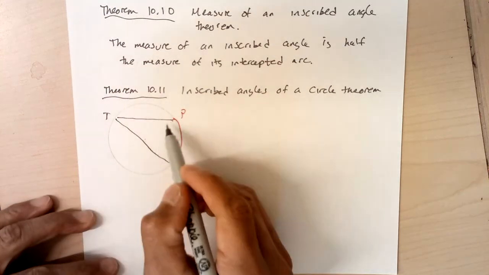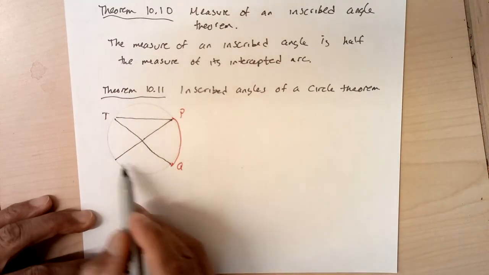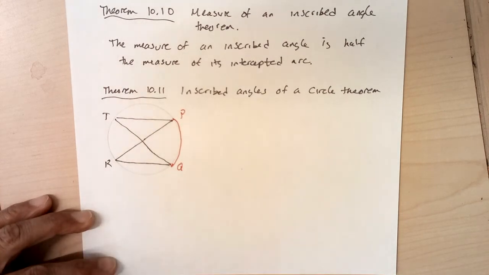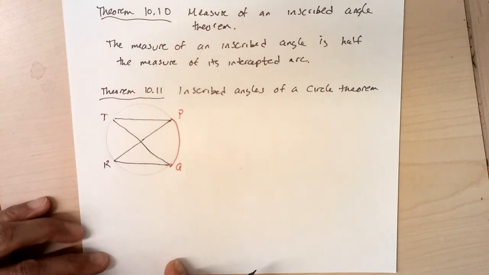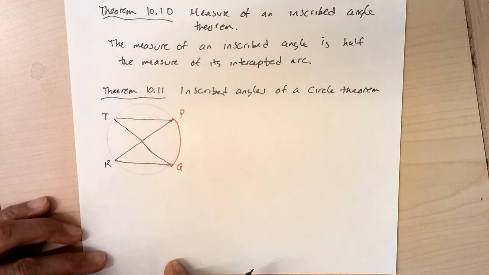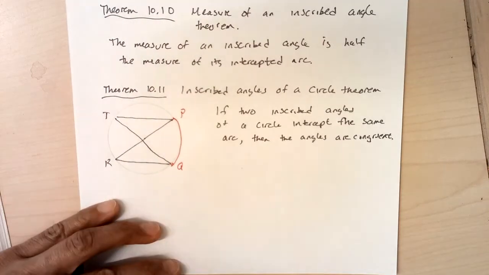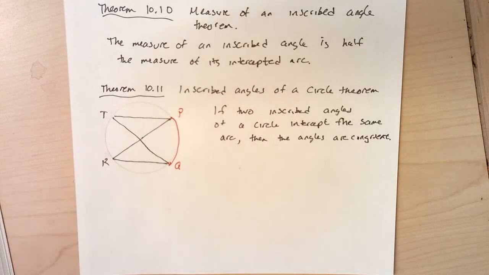From theorem 10.10, it has to be true that angle PTQ is half the measure of arc PQ. But if I have a second inscribed angle, angle PRQ, that intercepts the same arc, that angle PRQ would be half the intercepted arc. So angle PTQ and angle PRQ would have to be congruent. So again, these two inscribed angles intercept the same arc, then they would have to be congruent.